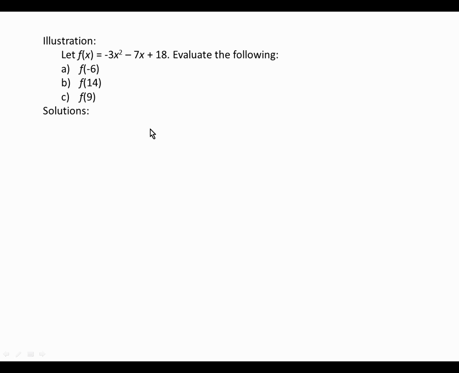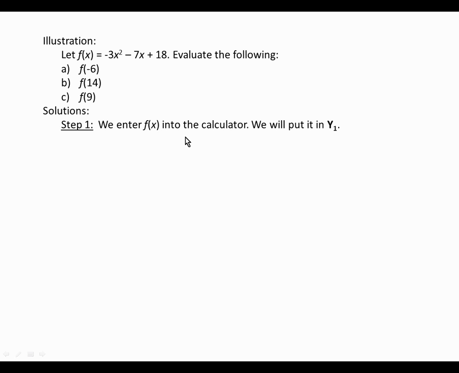So our illustration. I'm going to let f of x equals negative 3x squared minus 7x plus 18. Okay, we're going to evaluate f of negative 6, f of 14, and f of 9. Notice we're evaluating the same function at 3 different numbers, so that might be worth entering it into the calculator. So our solutions.